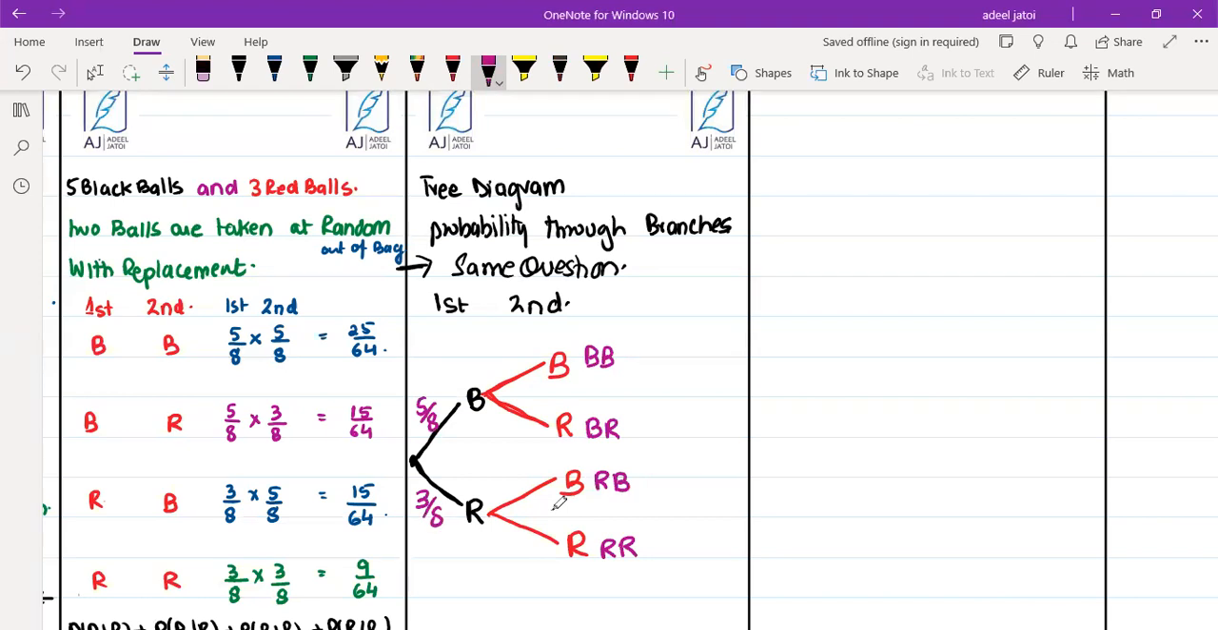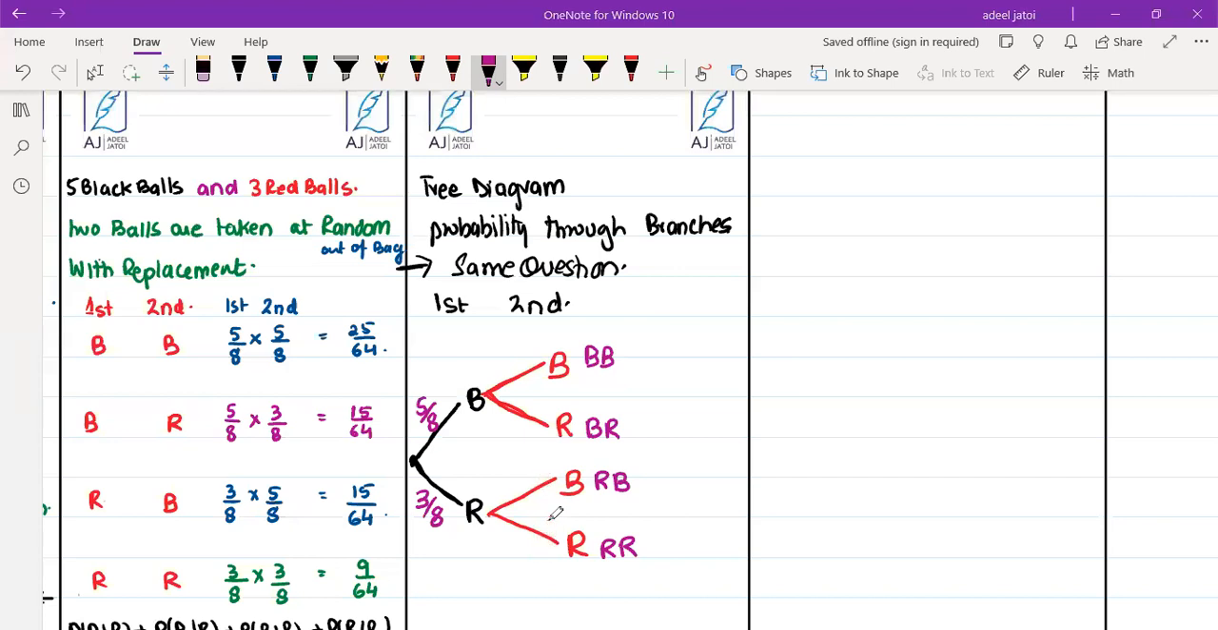3 out of 8. Since the question says with replacement, that means for the second ball, the total will not change. The total will remain the same. It will not change to 7. It will remain 8, 8, 8, and 8.